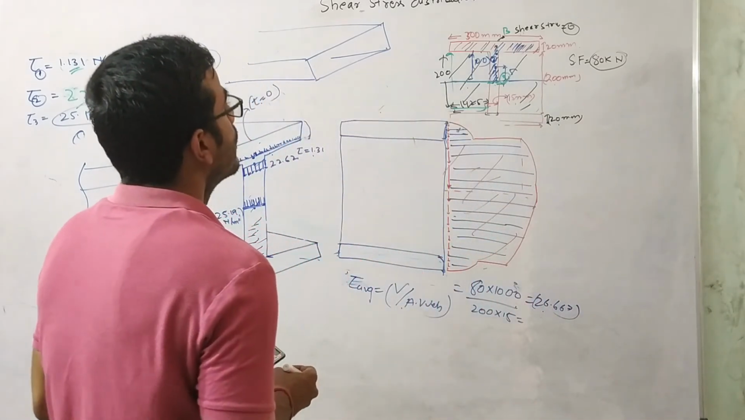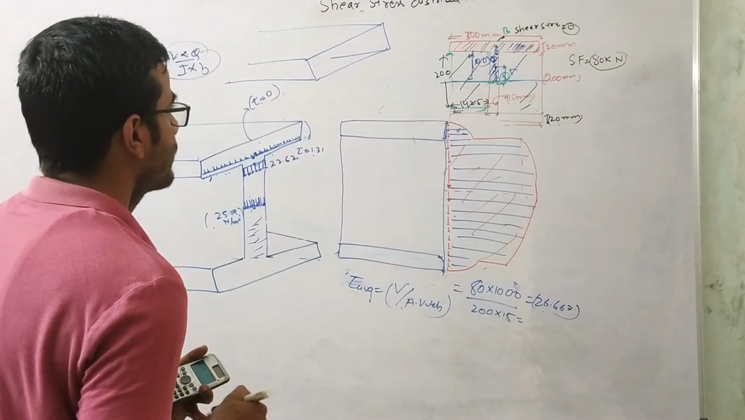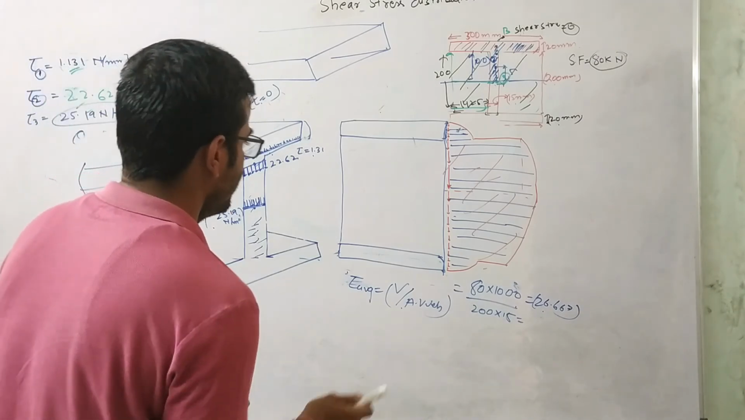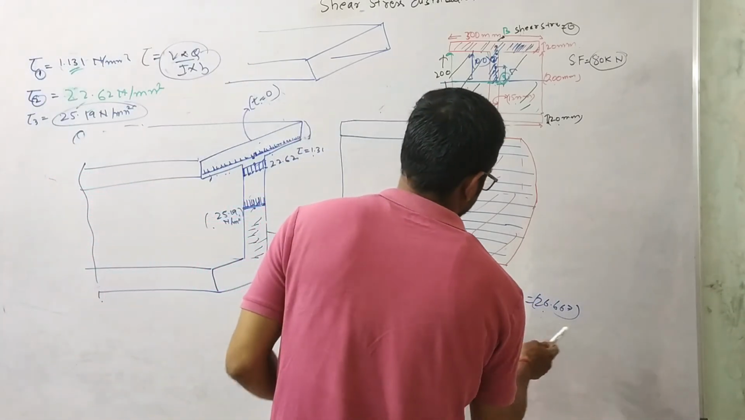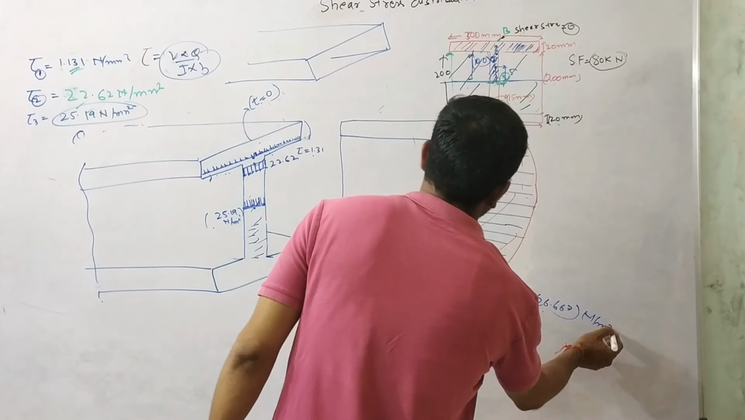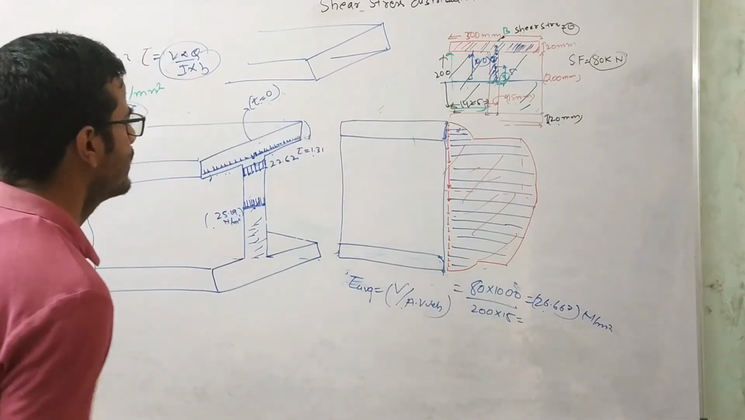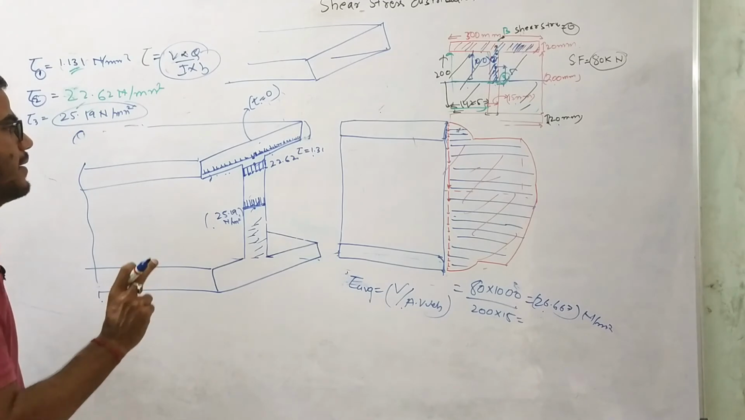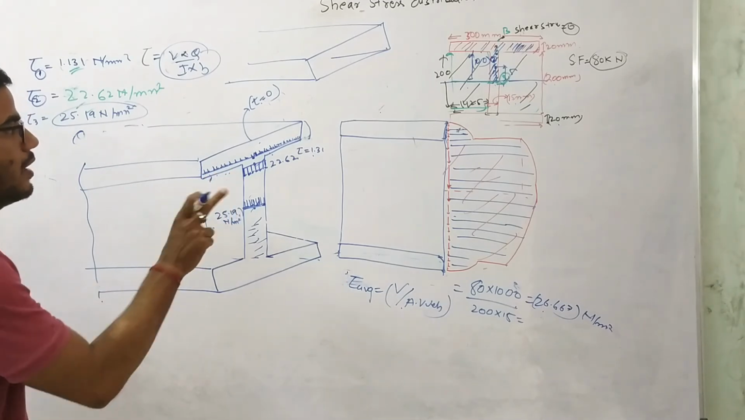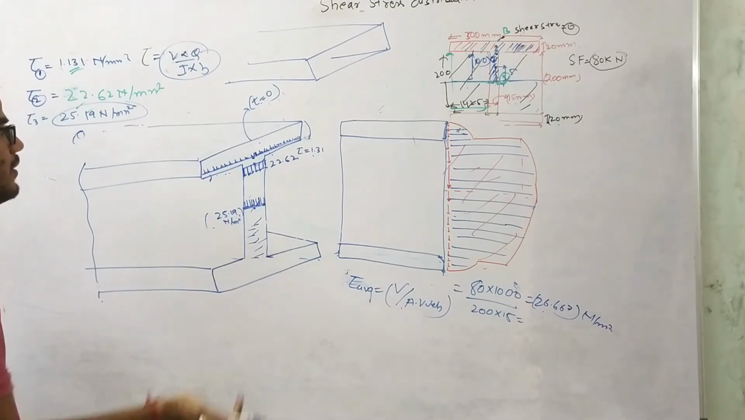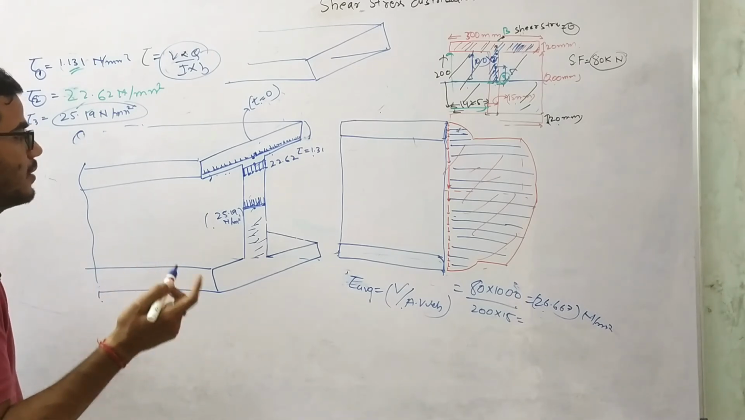Okay, so this is the case. Engineers generally take this value over here. So in this problem we have seen how the vertical shear is carried, mostly by the web. Most of the vertical shear is taken care of by the web.